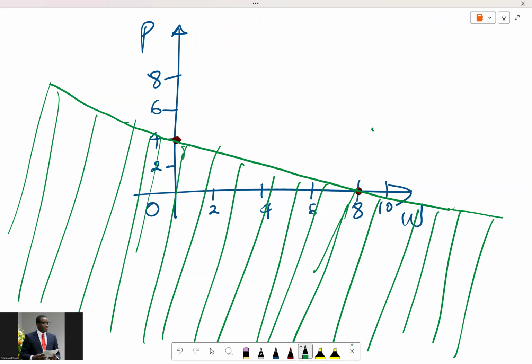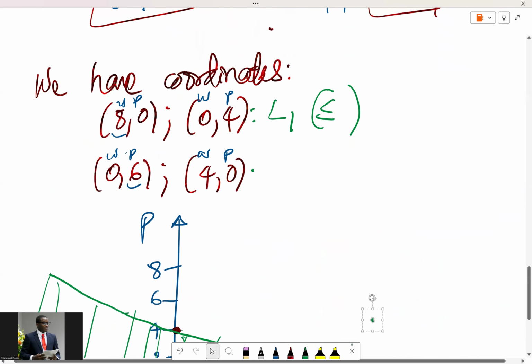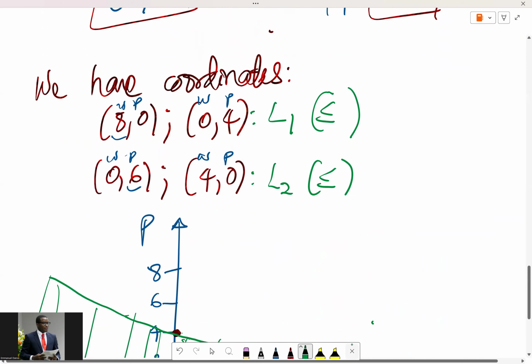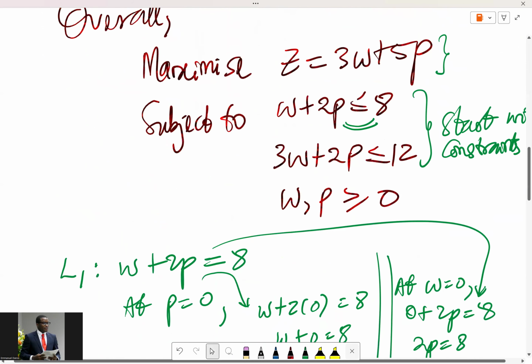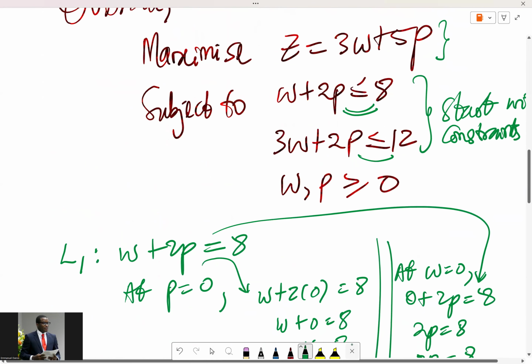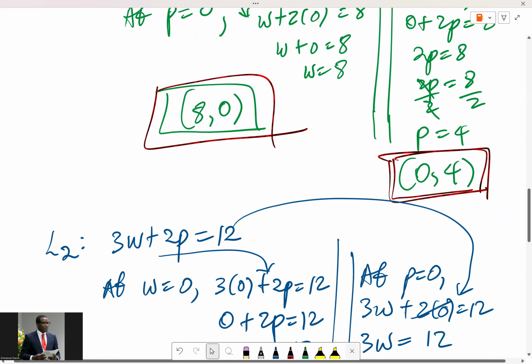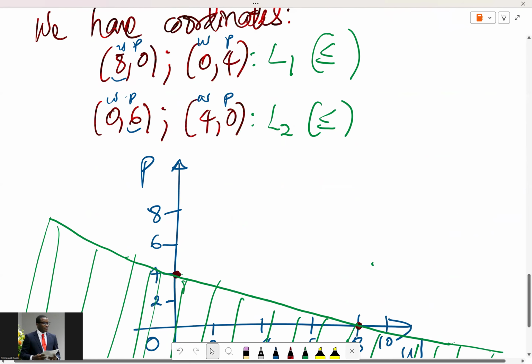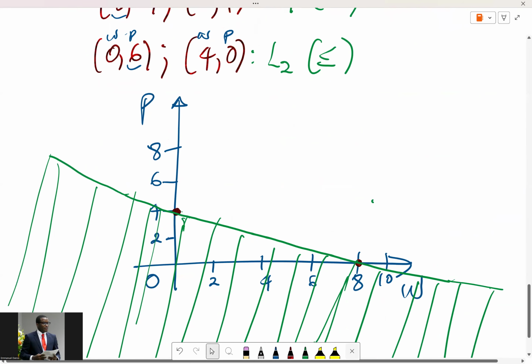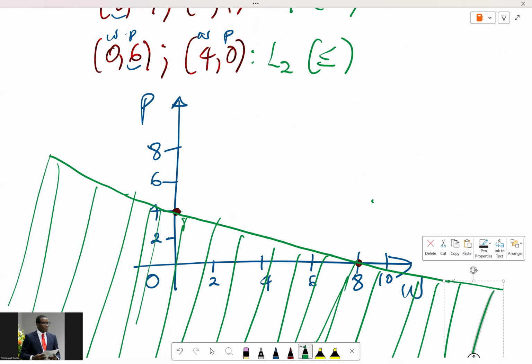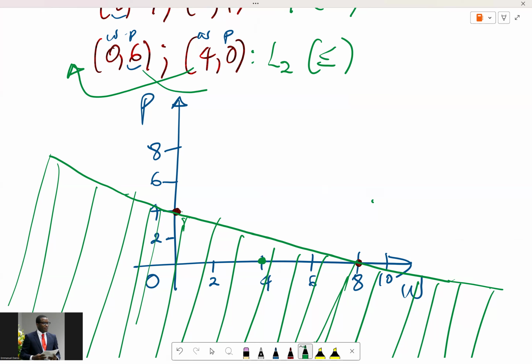Now, the second line, line 2, I think that's also less than or equal to based on the original thing. So less than or equal to is what we have for line 2 also, which has the corresponding components 0, 6, 4, 0. Normally this should actually come first to avoid confusion. So 4, 0, right? So when W is 4, P is 0. So that's this point.